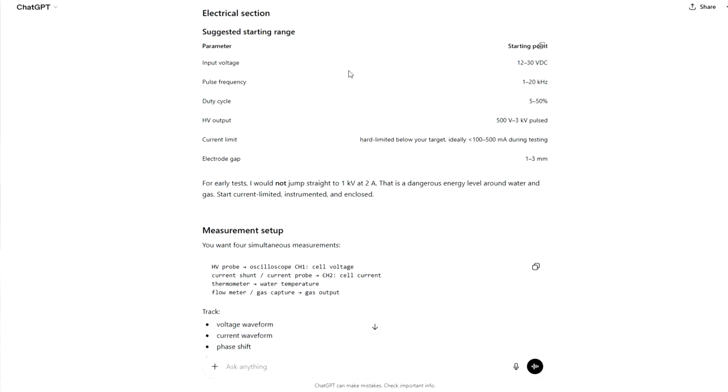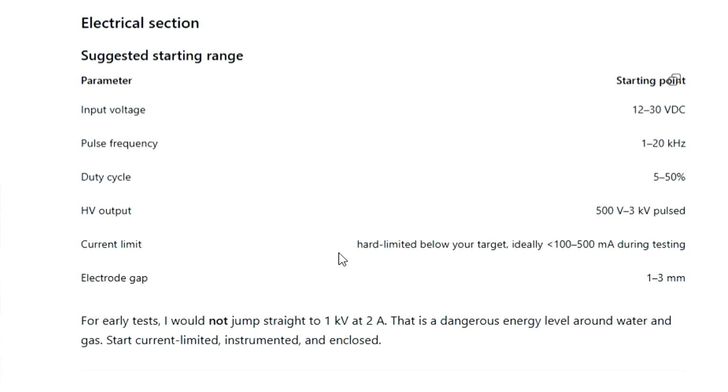Input voltage, 12 to 30. Pulse frequency, 120. Duty cycle, 5 to 50. HV output, 500 volts to 3 kilovolts pulsed. Current limit, hard limited below your target, ideally 100 to 500 milliamps during testing. Electrode gap, 1 to 3 millimeters.